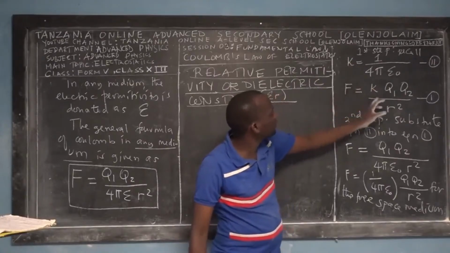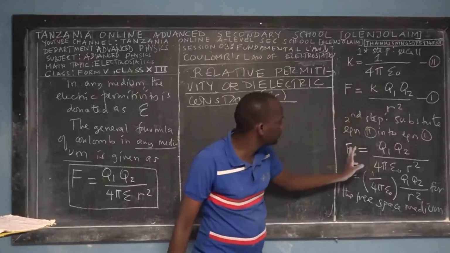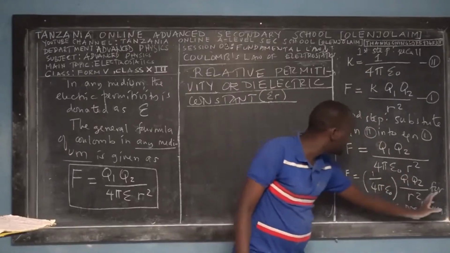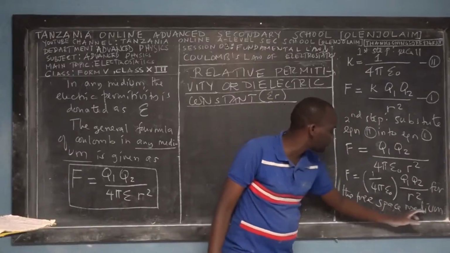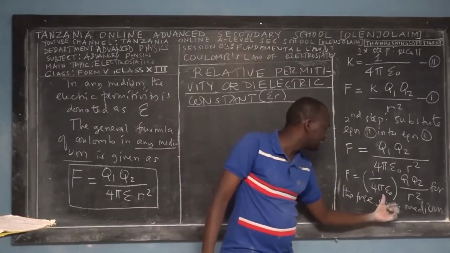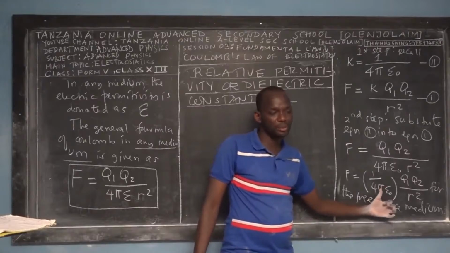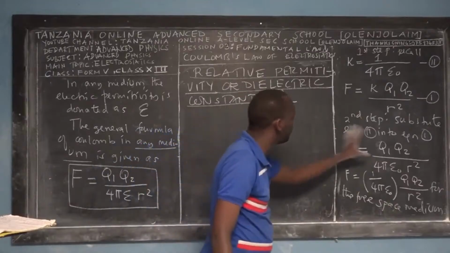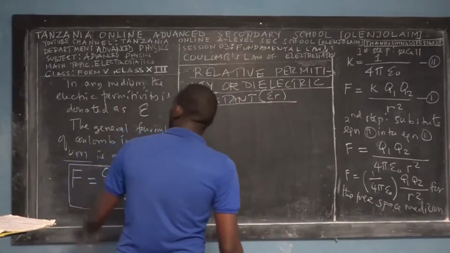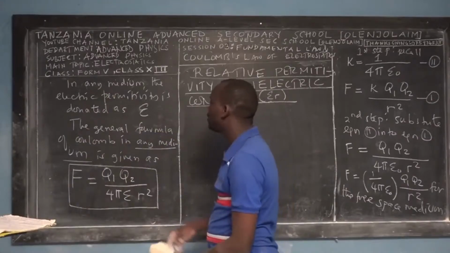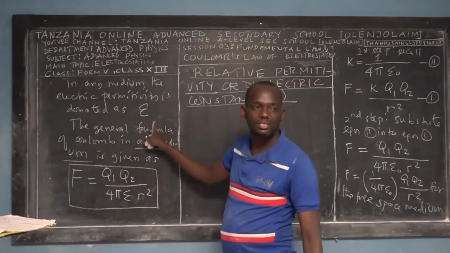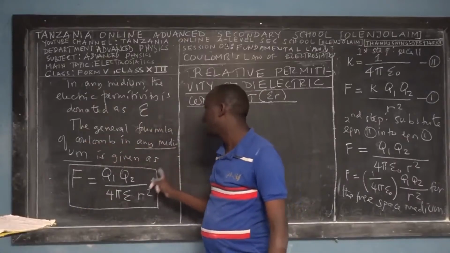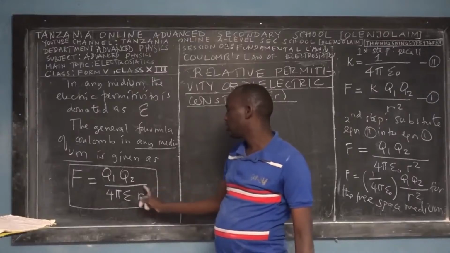So K, we can substitute K, that's what we say, substitute equation 2 into equation 1. So in place of K, we introduce 4 pi times the permittivity of free space. This is the general equation, but this is for the free space medium, where the electric permittivity is the proportionality constant, right? So a proportionality constant that's showing the electric field. We'll tell you about electric field. Then we said in any medium, the electric permittivity is denoted by this symbol, epsilon, right?